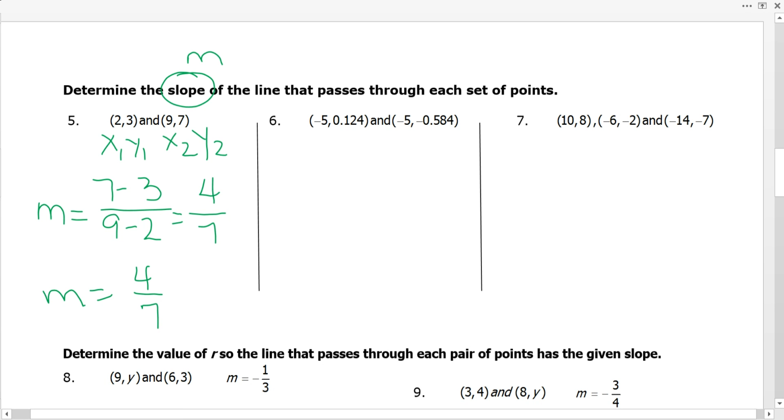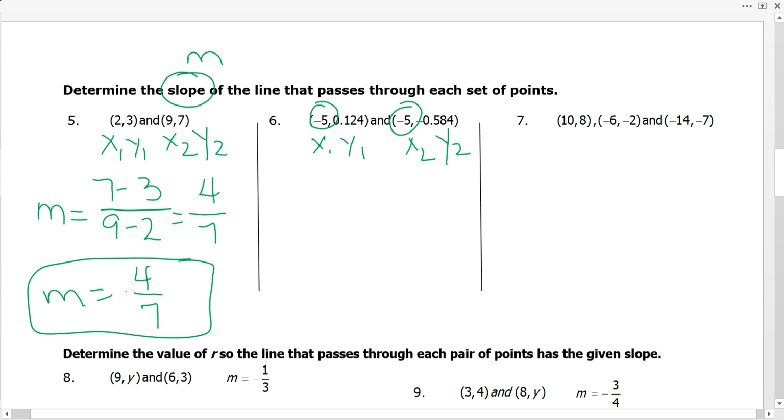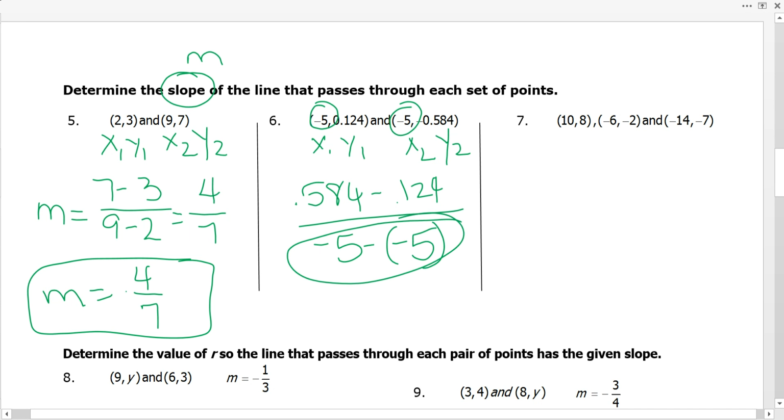So remember, if we had points on a graph, we would go up 4 and over 7 in the positive direction because it's positive. Okay, number 6. You should notice something right away. What happened to our x values? They're the same. So I don't really care what's on top, because on the bottom I have minus 5 minus a minus 5, which is 0. So my slope is undefined.